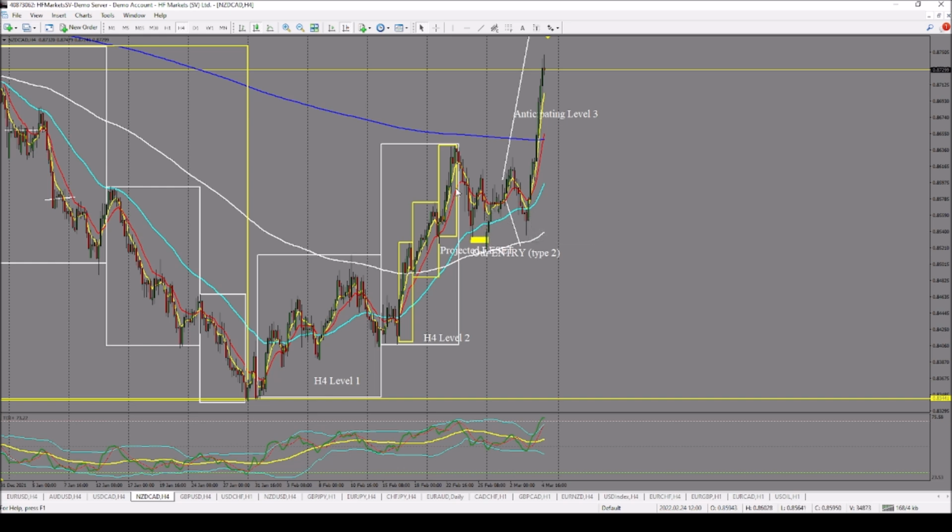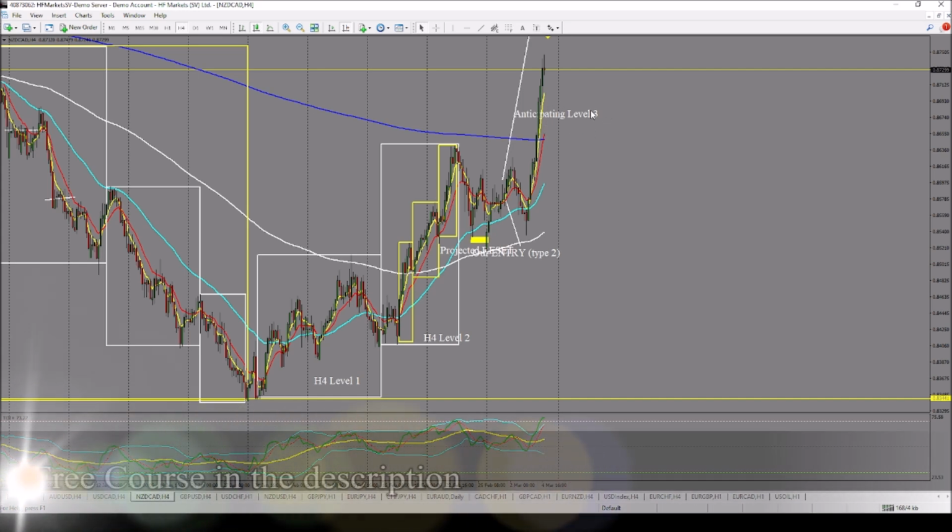The market opened as a gap, and to check if this level was complete, we had to count levels on the H1 time frame. We can see these were drawn from the H1 time frame to confirm completion of the H4 level 2. After that, we expected a reset and start of the H4 level 3. As you can see, we had written anticipating level 3 at this point.